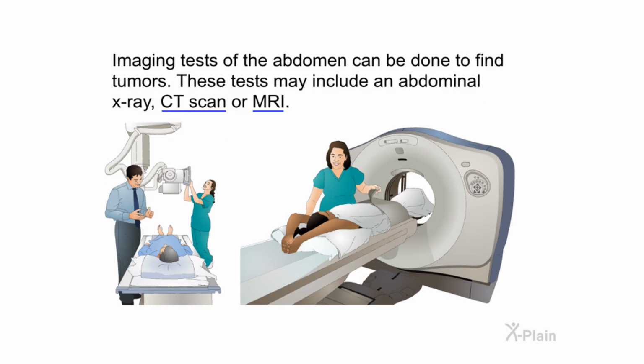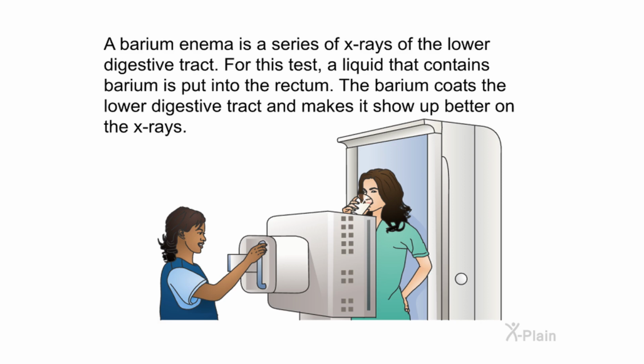Imaging tests of the abdomen can be done to find tumors. These tests may include an abdominal X-ray, CT scan, or MRI. A barium enema is a series of X-rays of the lower digestive tract. For this test, a liquid that contains barium is put into the rectum. The barium coats the lower digestive tract and makes it show up better on the X-rays.